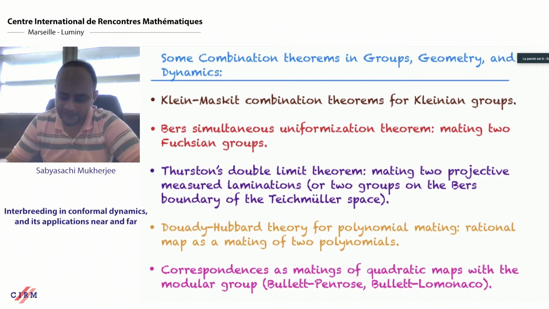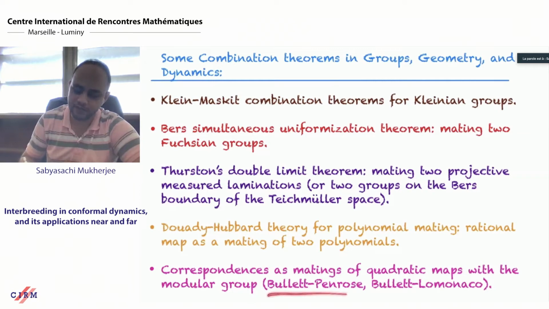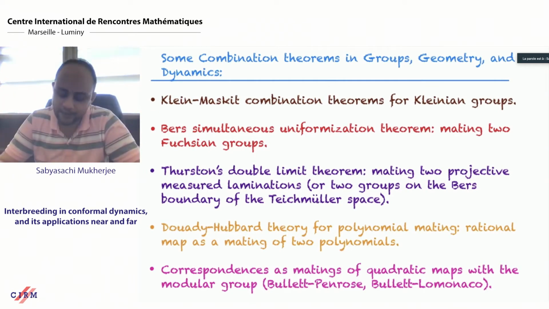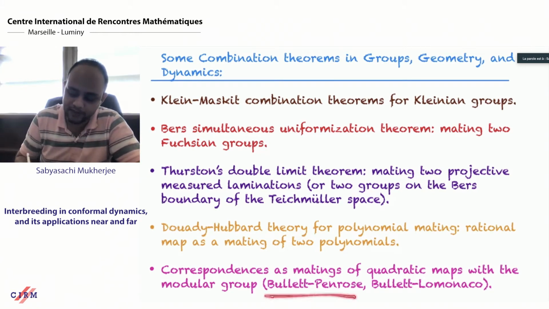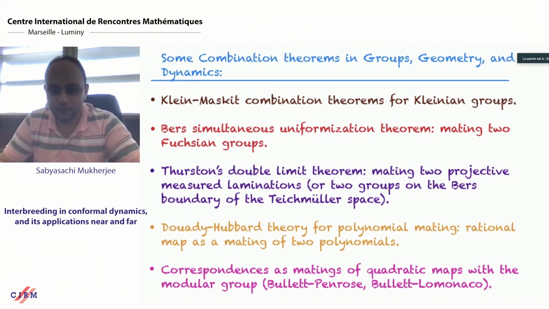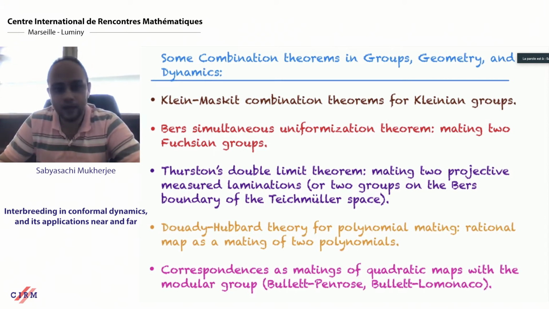This flavor of combination theorem, where you try to combine two different objects of conformal dynamics, first appeared in the work of Bullett and Penrose, where they managed to construct matings of quadratic polynomials and quadratic rational maps with the modular group, and in the more recent work of Sean Bullett and Luna Lomonaco as algebraic correspondences.